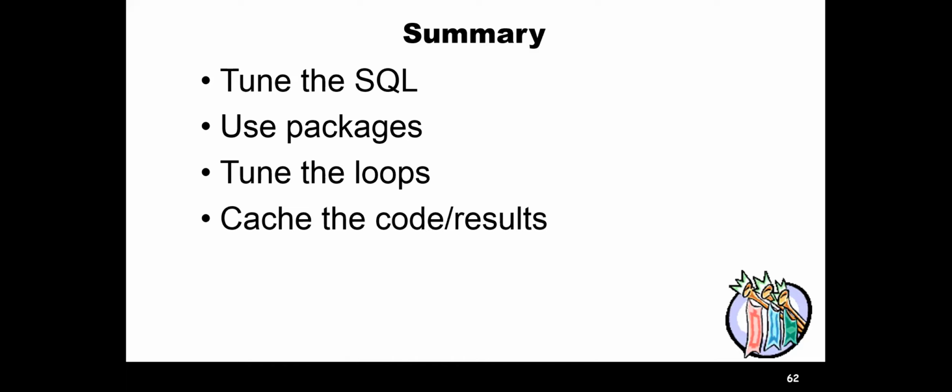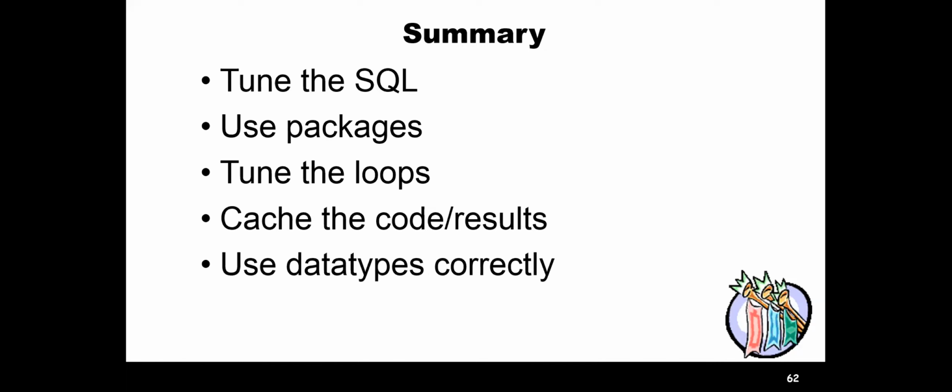Caching the code and results. If you've got tables that you query a lot, you could load them into associative arrays or figure out some other way to load memory rather than querying the tables repeatedly during a session. Using data types correctly. Try to avoid INTEGER if you can use SIMPLE_INTEGER or PLS_INTEGER, for example, or if you need floating points, use PLS_DOUBLE. And then keep reading. There's lots of stuff out there for reading more information and getting more details.